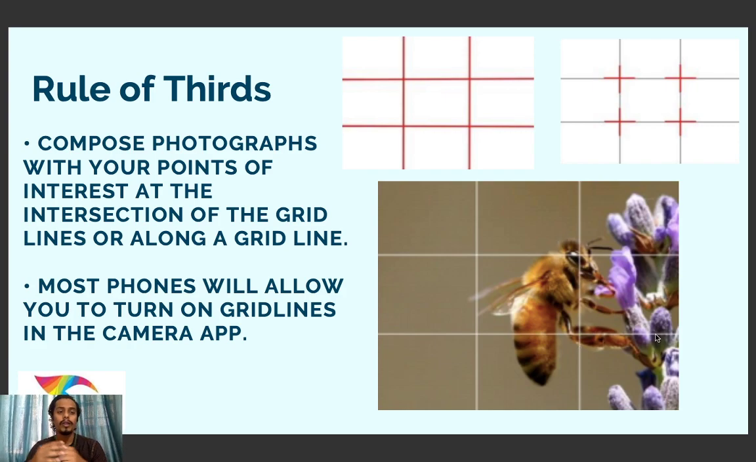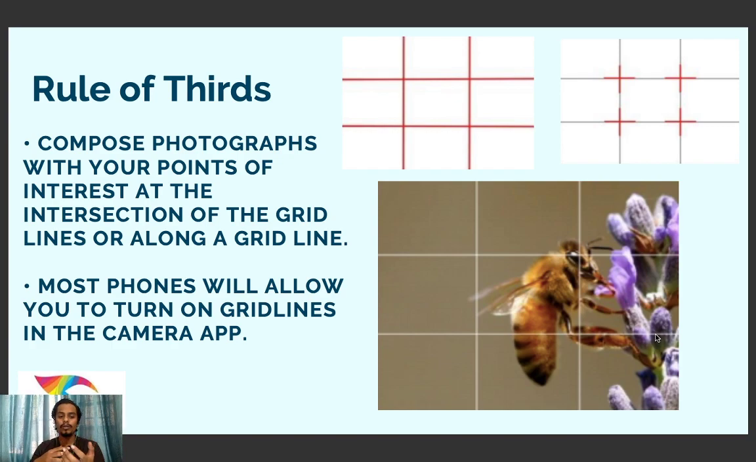So what does that mean? You have to compose your photographs with your points of interest at the intersection of the grid lines or along the grid lines. You have to make sure that the main subject of your whole frame should always fall on one of these four lines or alongside of it, or it should be parallel to it, or in other words it should just follow these grid lines, as simple as that, nothing else.